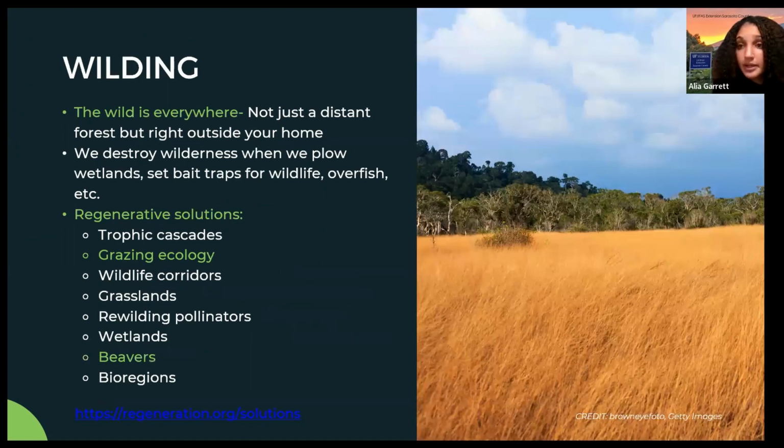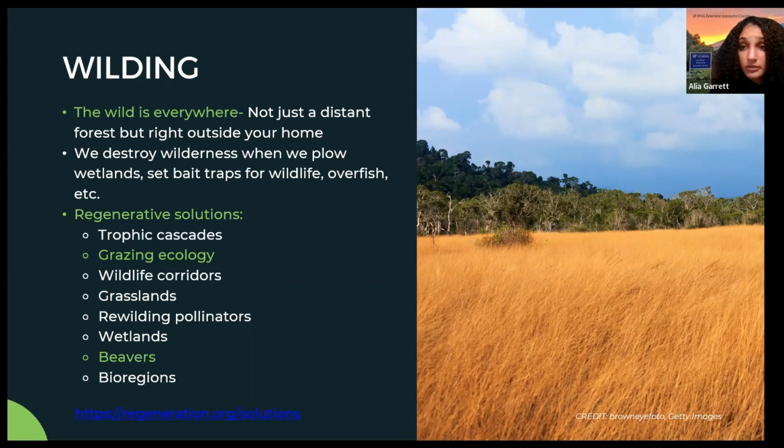So wilding is everywhere. It's not just a distant forest, but right outside of your home. A lot of the times people think, oh, nature is that park down the road or there's the beach, but it really is right when you walk outside. We destroy wilderness when we plow wetlands, set bait traps for wildlife, overfish, and more.